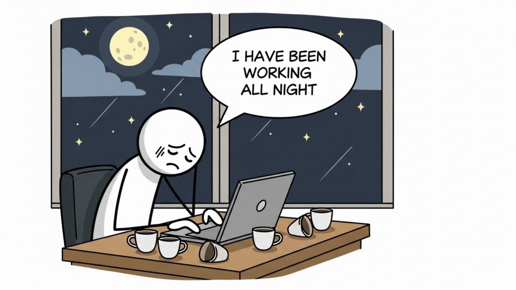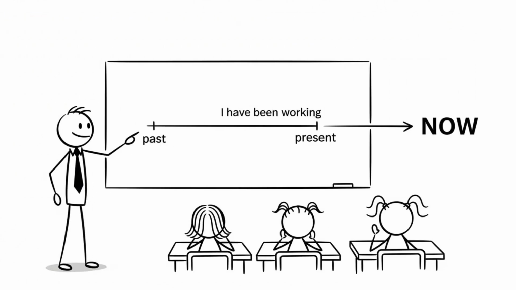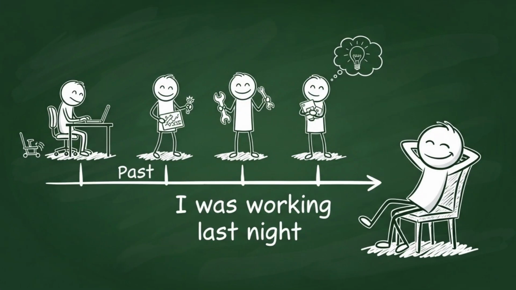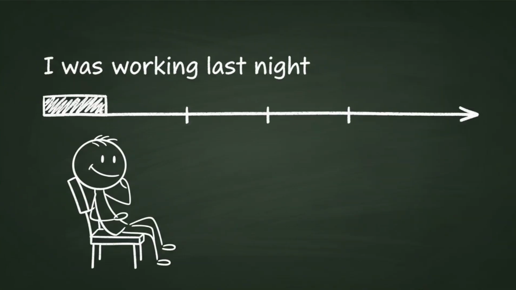Notice the sentence carefully. I have been working all night. That means the work started in the past and continued until now. The person is still feeling tired because of the work. But if the person says, "I was working last night," that only describes a past activity. It does not necessarily mean the person is still tired. This is why choosing the right tense can change the meaning of your sentence.